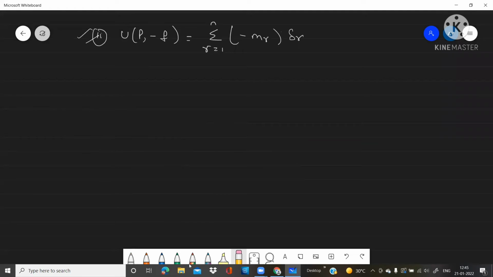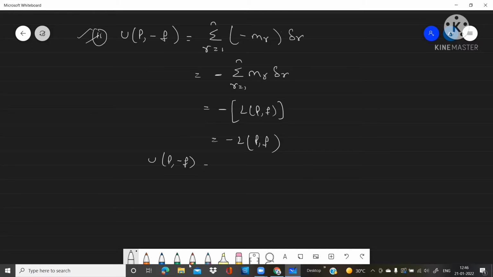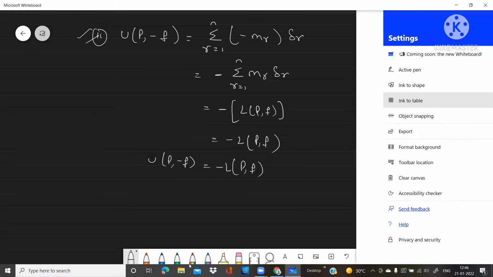I'm just continuing this step. Summation r equals 1 to n of minus mr into delta r. Take the minus out and write summation r equals 1 to n of small mr into delta r. What is small mr into delta r? That is LPF. So this is what we have to get, minus L(P, F). So the second bit is U(P, minus F) equals minus L(P, F). Am I clear? Let's do the third bit.